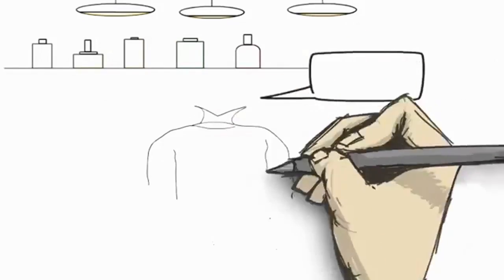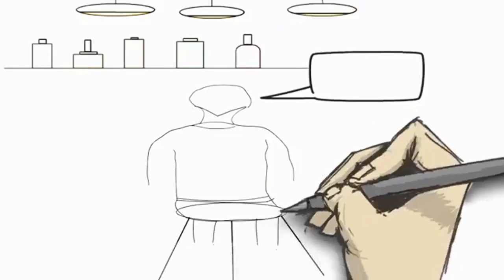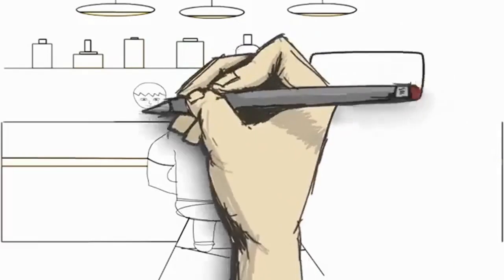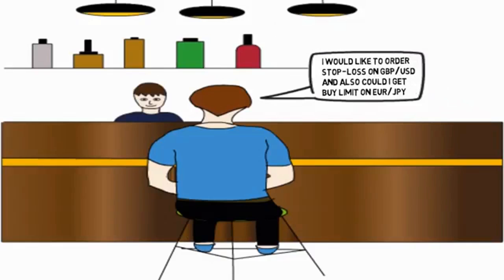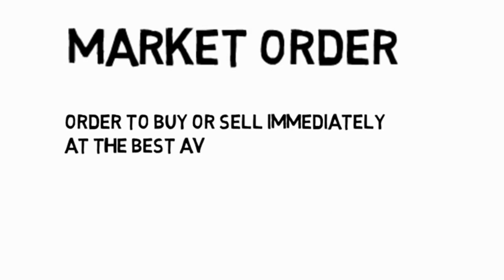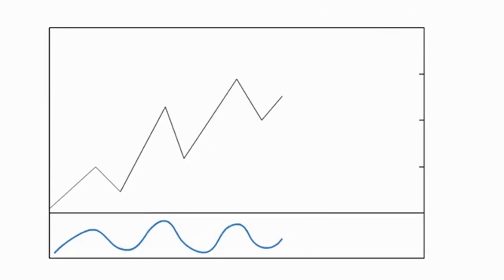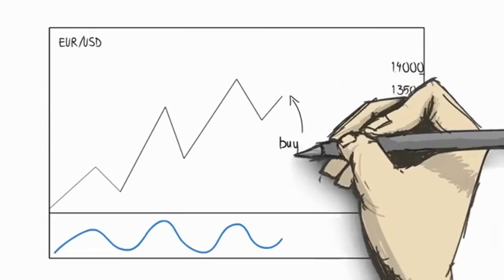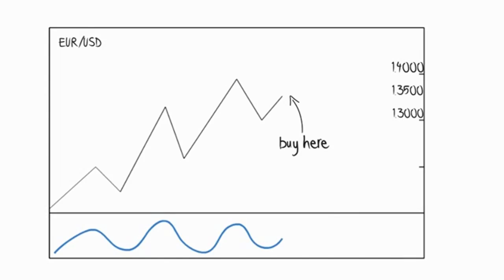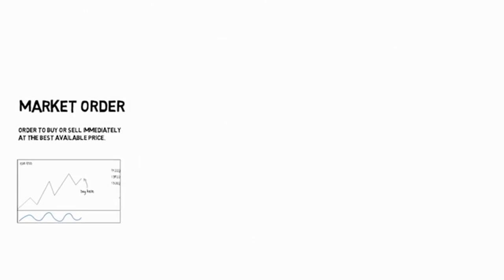An order is an instruction from a trader to a broker that shows how the trader wants to enter or exit the market. Here are some of the most common types of orders. A market order is an order to buy or sell immediately at the best available price. This type of order guarantees that the order will be executed. Just remember that in a fast-moving market, the price paid or received may be quite different from the last price quoted before the order was entered.